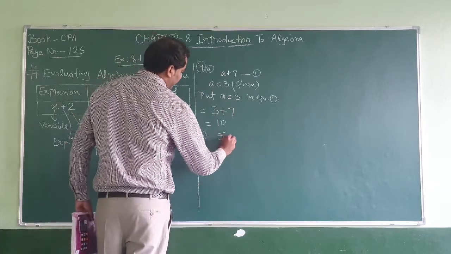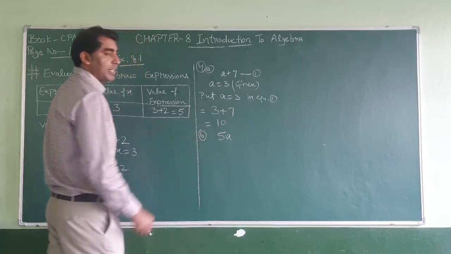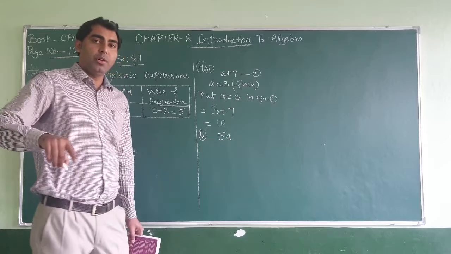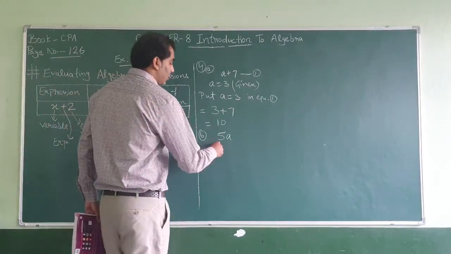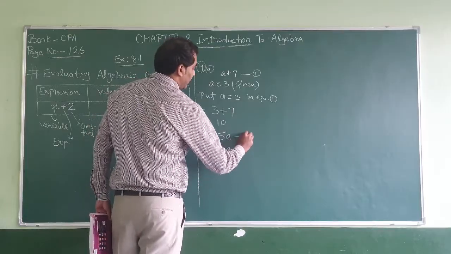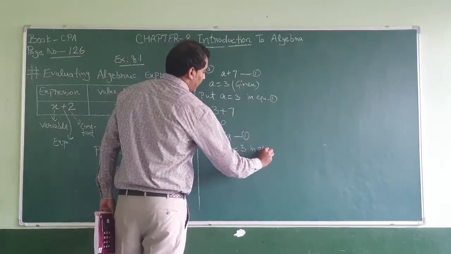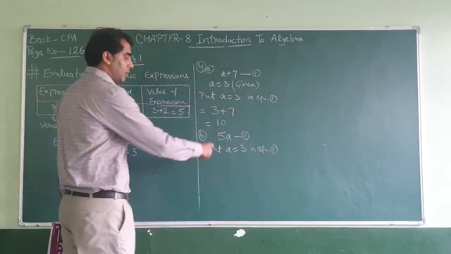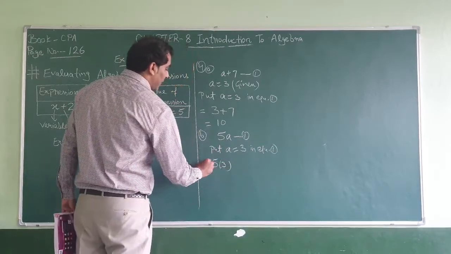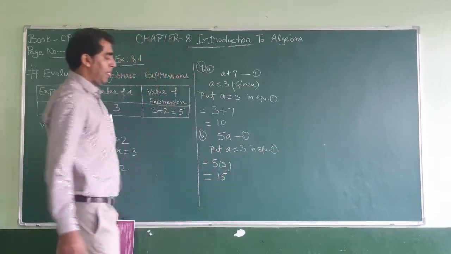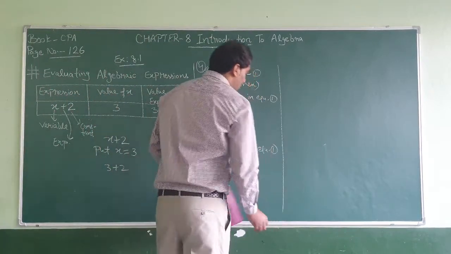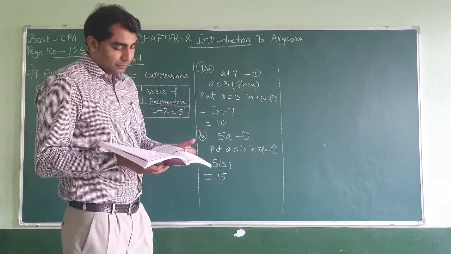So now question B, 5a. 5a is multiplication. 5 is the coefficient of a. I have told you yesterday. So now put a is equal to 3 in the expression. So here is 5, and a means multiplication by 3. So the answer is 15. Okay, understood?